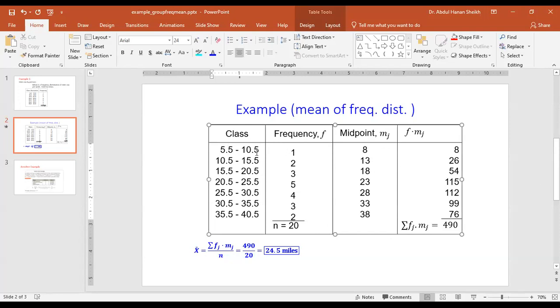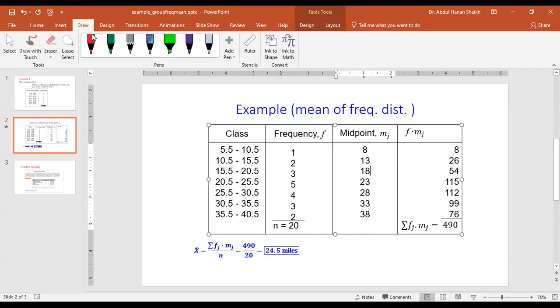Thank you. So the average of these 2 is 5.5 and 10.5, 16 divided by 2 is 8. 8 is the midpoint. 13 is the midpoint of these 2. 18 is the midpoint of these 2.